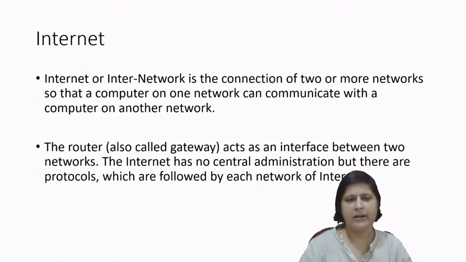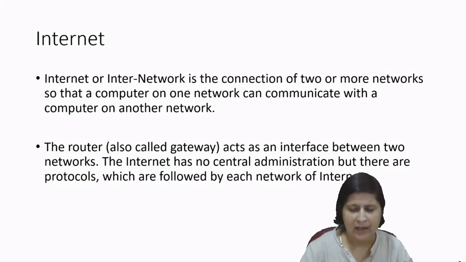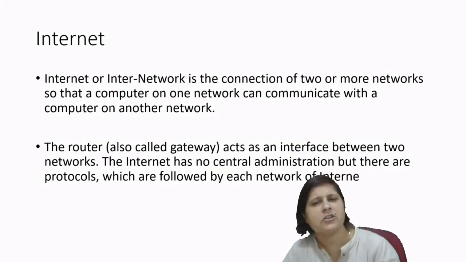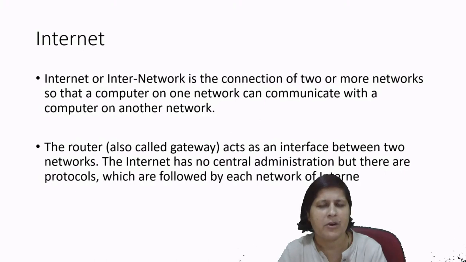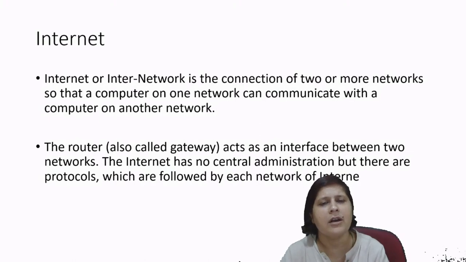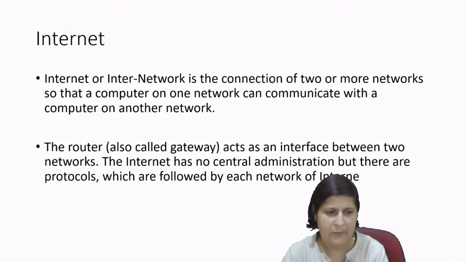Now what is internet? Internet, or net, or internetwork, is a connection of two or more networks, so that a computer on one network can communicate with a computer on another network. Another easy definition of internet could be: the network of networks is known as internet.